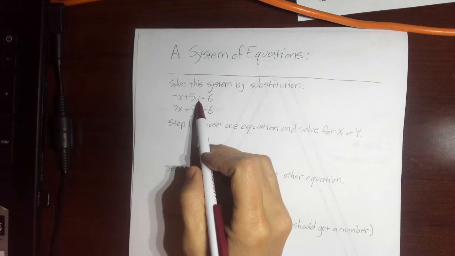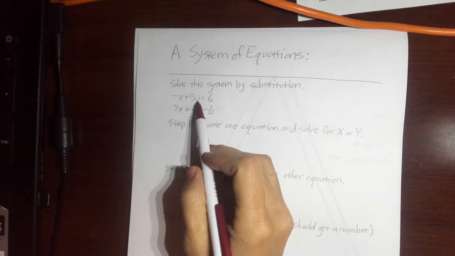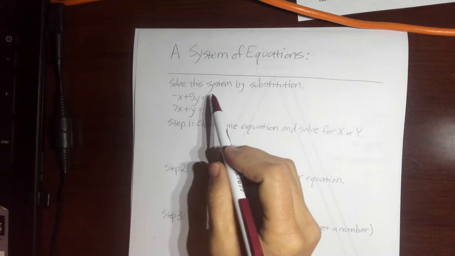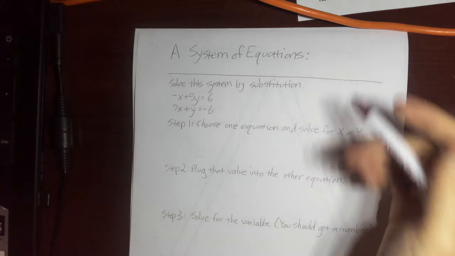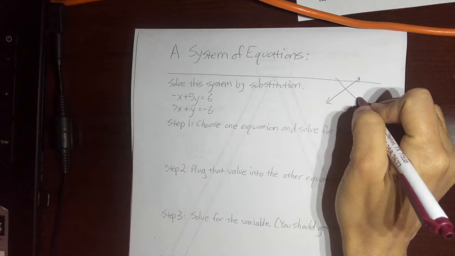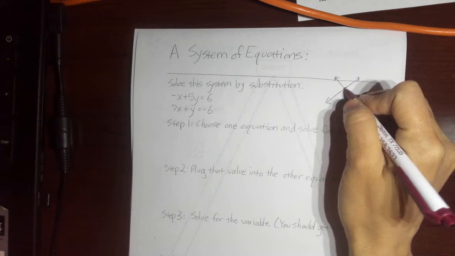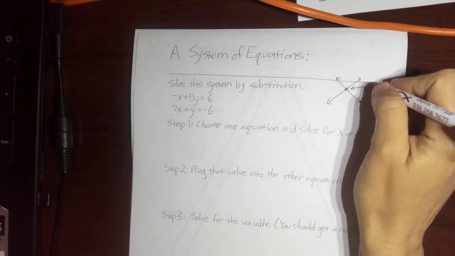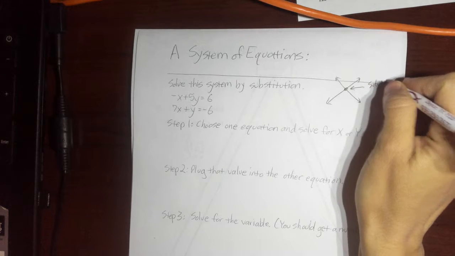So first of all, just to give you an idea of what this is really, this is a line, right? This is an equation of a line. It's just not written in slope-intercept form. This is also an equation of a line. So to solve a system means you're trying to find where these two lines intersect. So this is your solution to a system of equations.